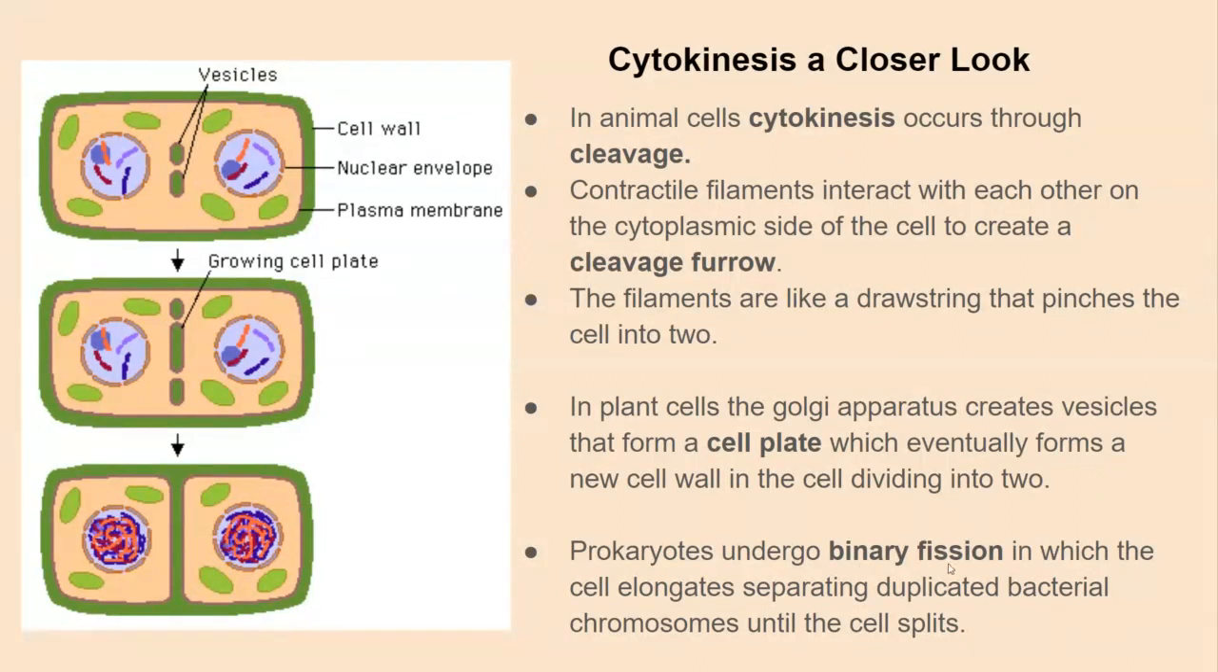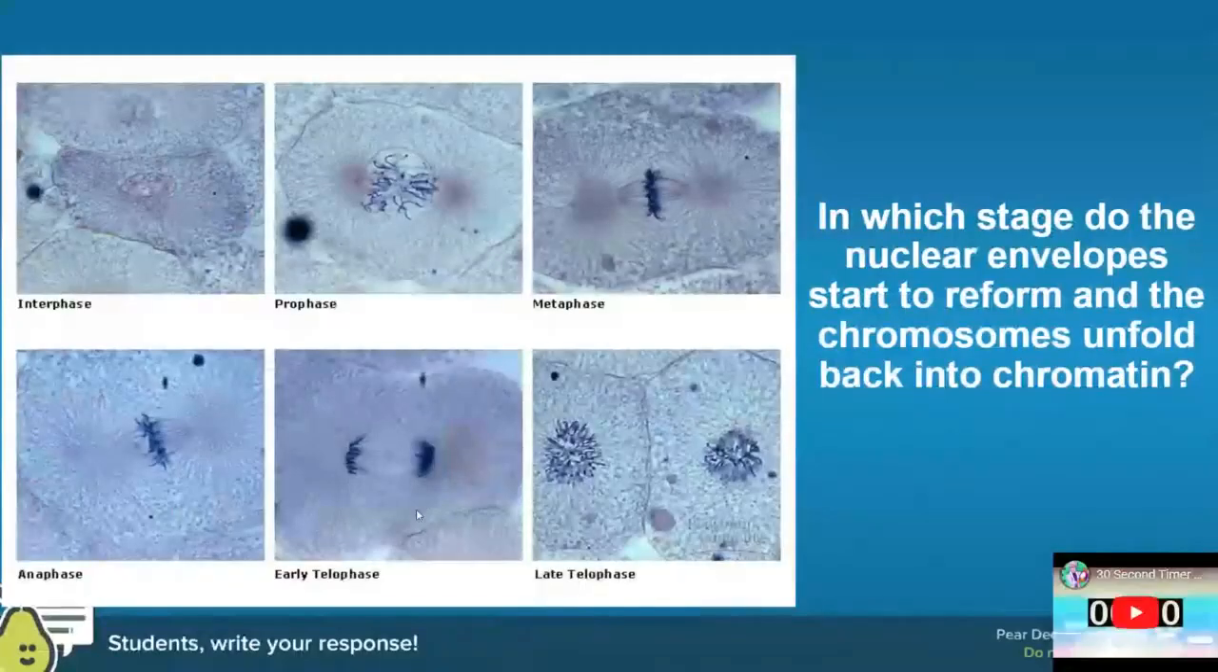This appears similar to binary fission, which is what bacteria do. It elongates and then pinches in half. But remember, bacteria do not have a nucleus, so they don't undergo mitosis the way that plants and animals do.